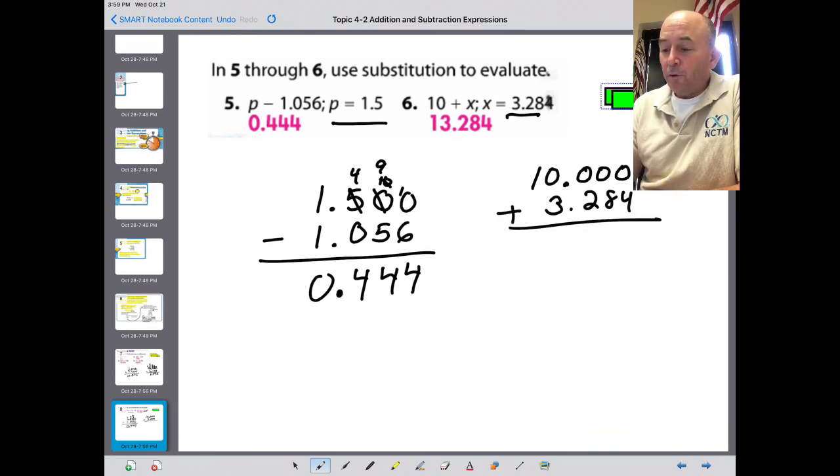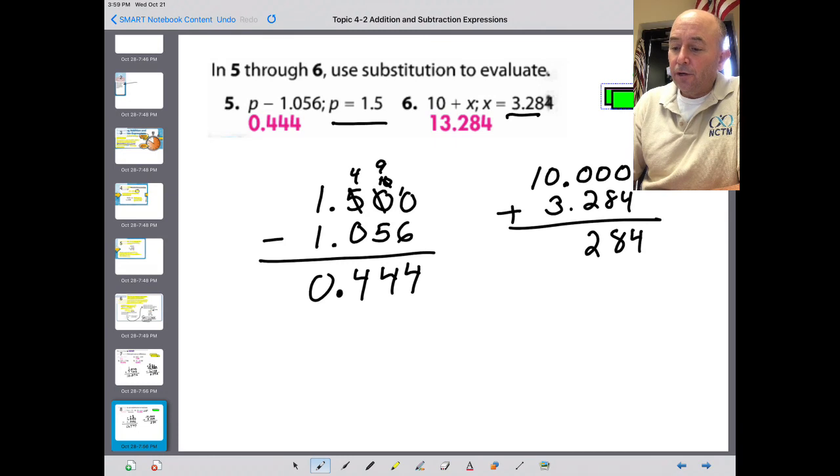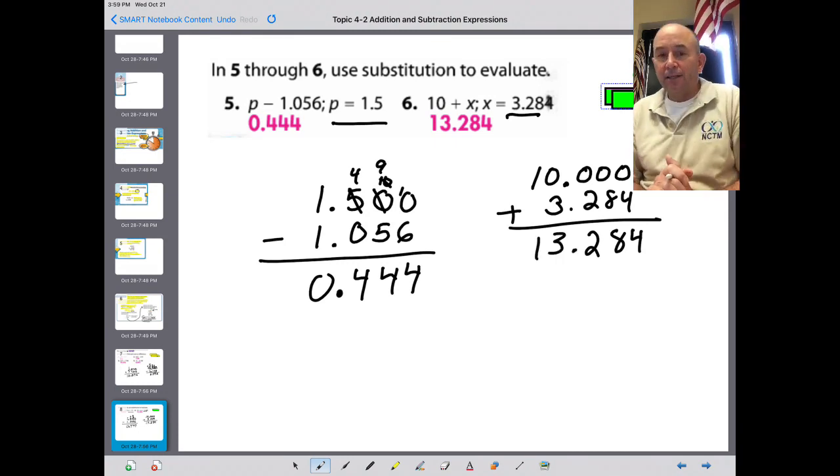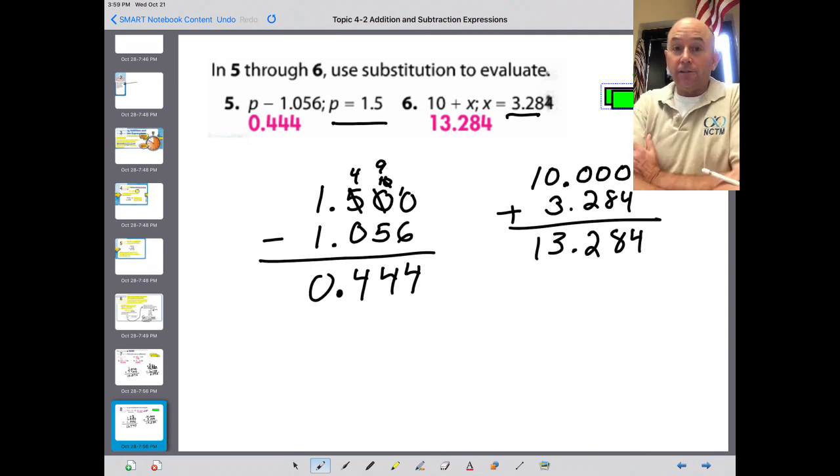And so we have 4 plus 0 is 4, 8 plus 0 is 8, 2 plus 0 is 2, 3 plus 0 is 3, and 1 plus nothing is 1. So your answer is 13 and 284 thousandths. Wow, I got a little tongue-tied there.